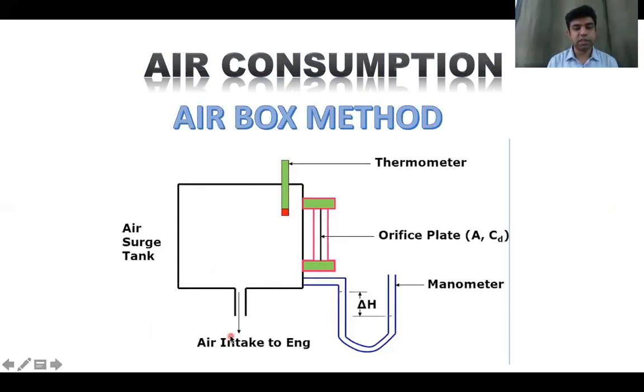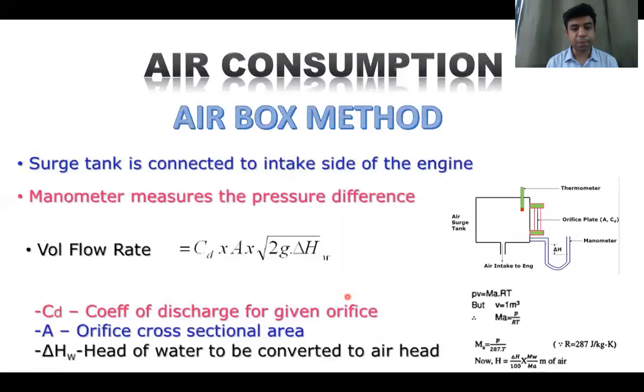Now when we start the engine, fresh air will be taken inside the surge tank from the orifice and it will be passed to the engine. But the temperature and the pressure of that air are noted with the help of the thermometer and manometer. But our main reason to have this process is to find out the mass flow rate, right? So how we achieve this mass flow rate, we are going to see in detail now.